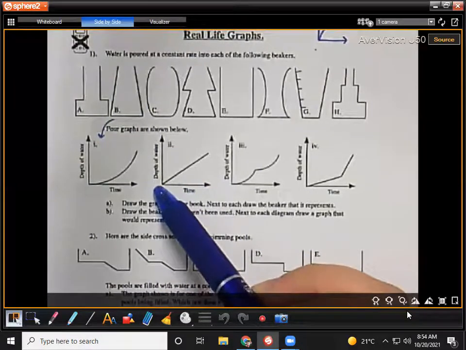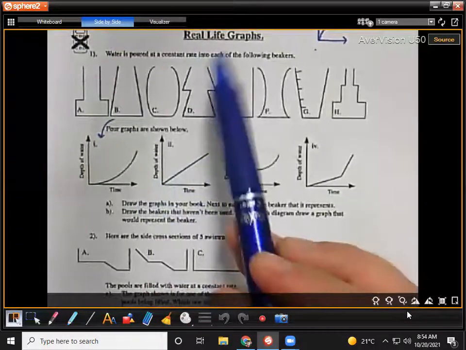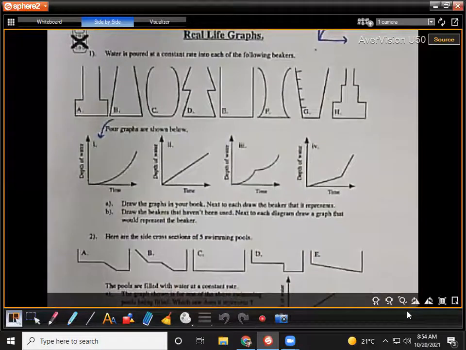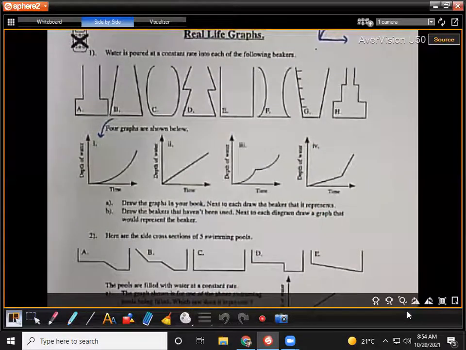Number 2, this one, the depth of the water is increasing at the same rate all the way up. What do we think? Which beaker will have water whose depth increases at the same rate going all the way up? Joseph? E. E, right? Because it's the same width all the way up. Does that make sense? All right, if it's the same width, then the water is going to increase at the same rate all the time.